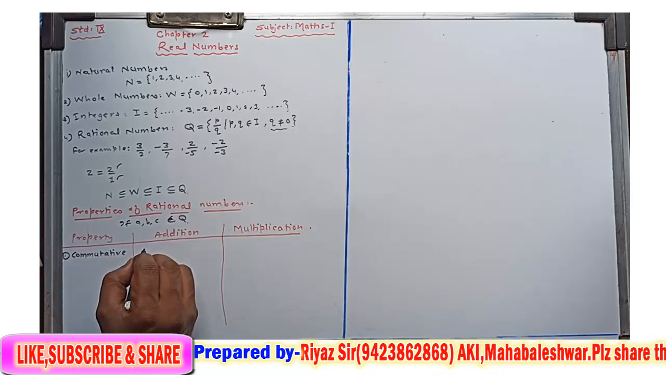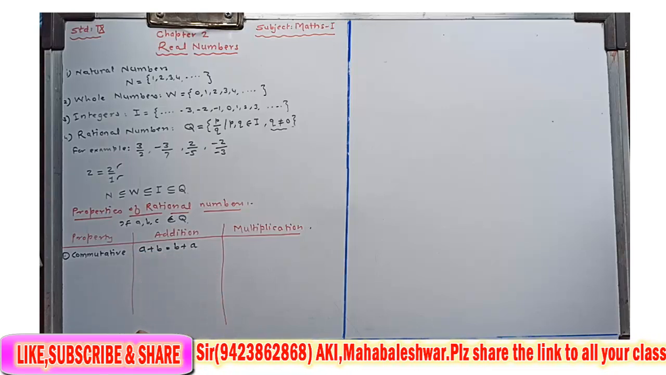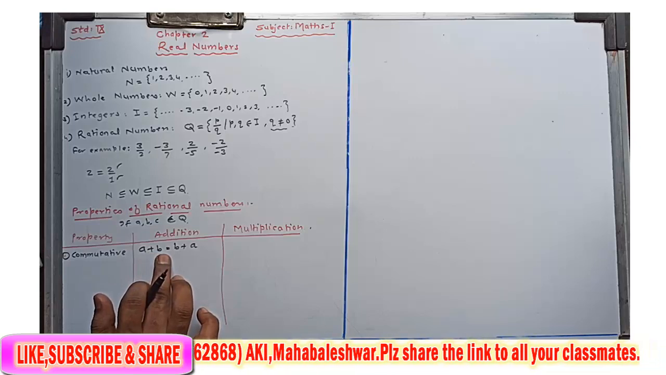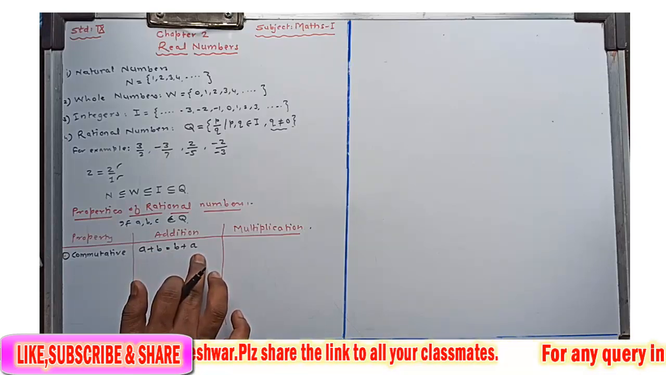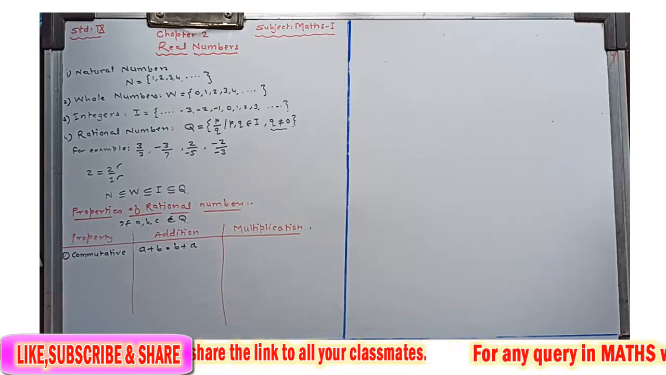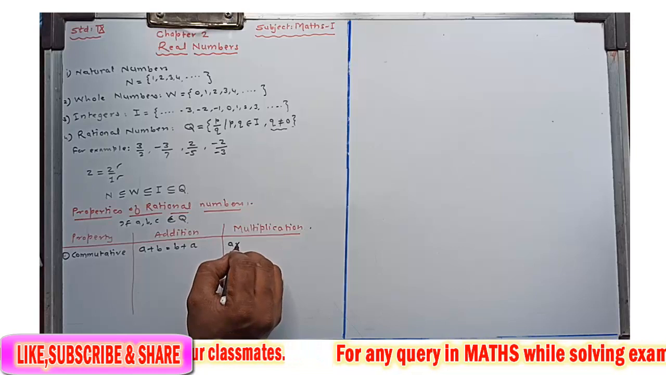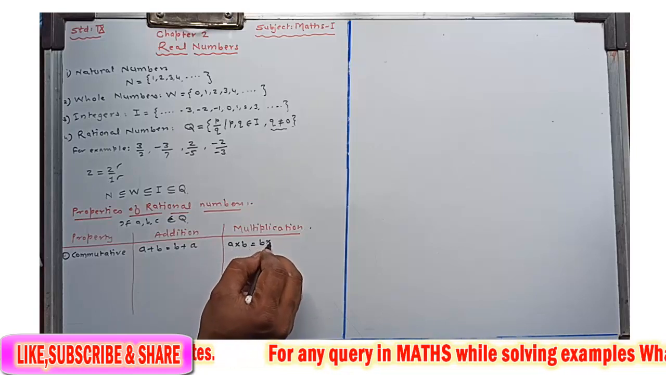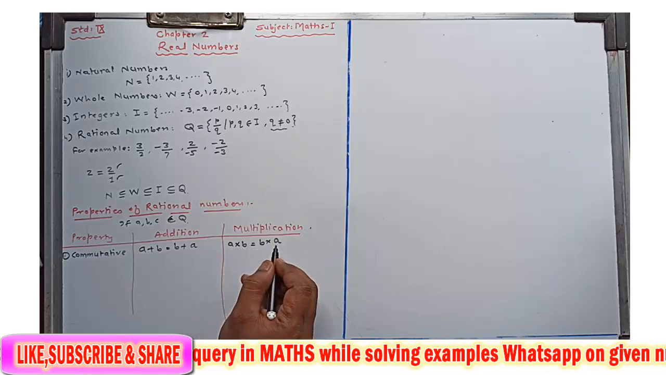For addition, a plus b is equal to b plus a. That means 2 plus 3 is equal to 3 plus 2, both additions are the same. If we add a plus b or b plus a, both are the same. Similarly, in multiplication, a into b is equal to b into a, like 2 into 3 is equal to 3 into 2.